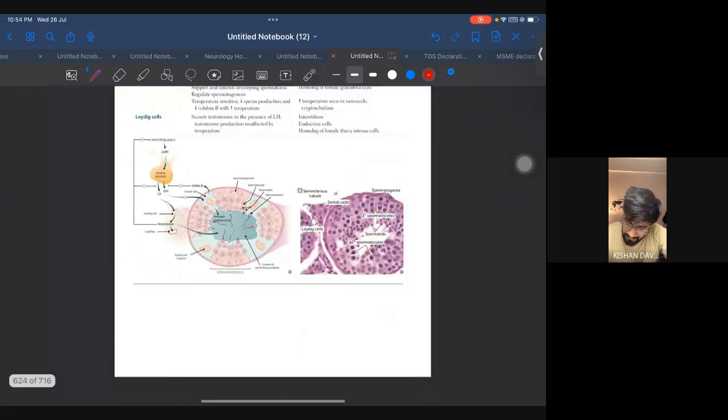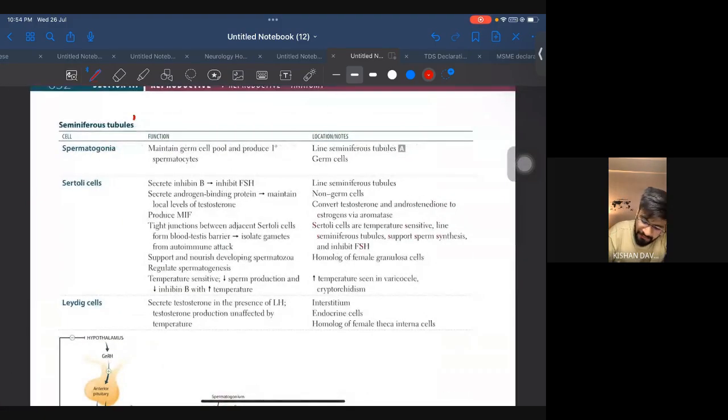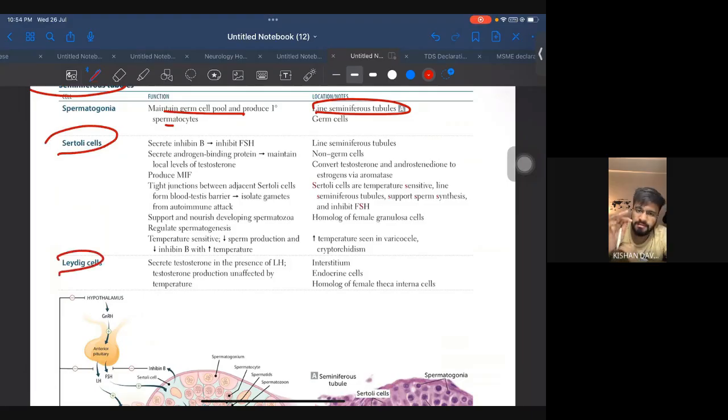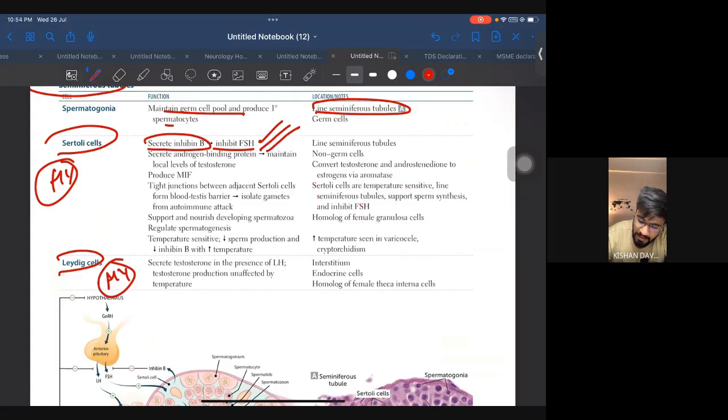Okay. Moving to the last part of our anatomy, seminiferous tubules in males. Let's see what information you have to remember here. Spermatogonia maintain the germ cell pool and produce primary spermatocytes. They line the seminiferous tubule. Okay, not important. Sertoli cells and Leydig cells are high yield. We have already seen their functions earlier, but here we will be doing more. Secrete inhibin B, which inhibits FSH. This is a very high yield point. Inhibin B decreases FSH. Secrete androgen binding protein to maintain local levels of testosterone. Another high yield point: produce Mullerian inhibiting factor.